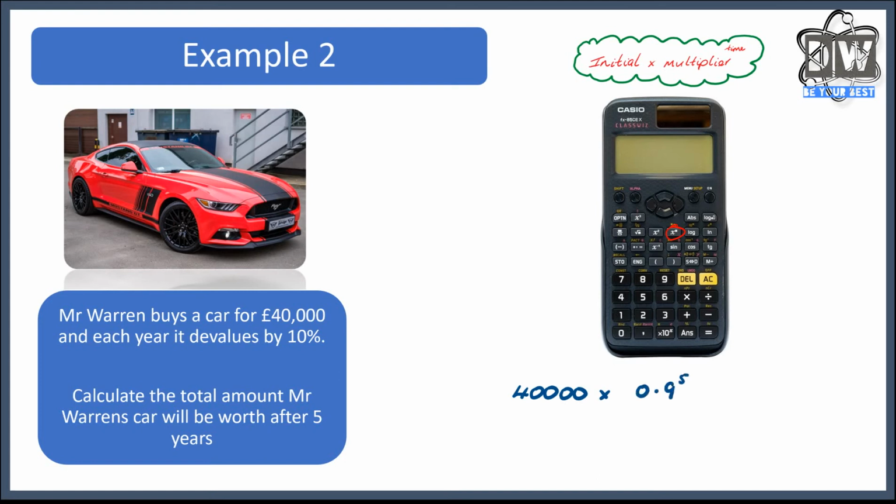To the power of 5 because it's over 5 years. Put that into our calculator. Just a little reminder, we're going to go 40,000 timesing by 0.9. Press that button, put 5 in it, equals. And we're going to get £23,619.60 and write that in its correct format underneath.